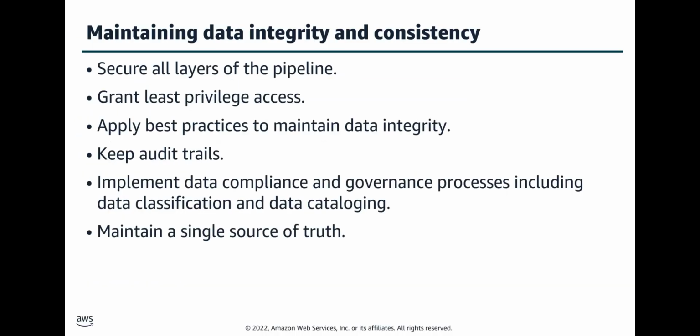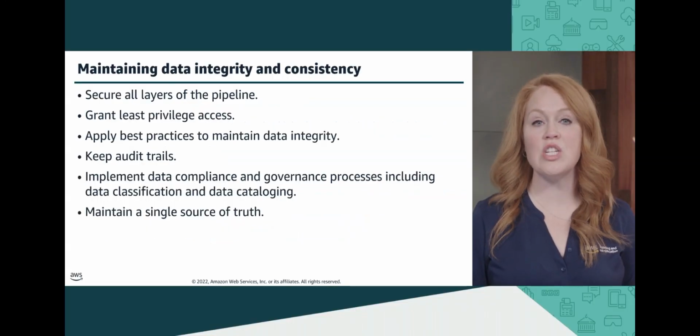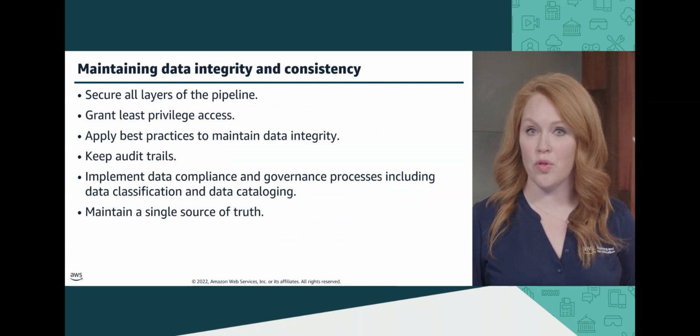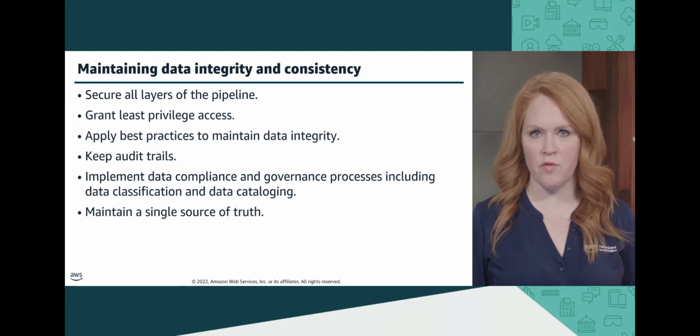At an organizational level, the organization should implement an overarching data compliance and governance process that applies across all of the data stores and access methods. The governance process should include classifying data according to its security level and cataloging data to make it findable. An important part of this approach is maintaining a single source of truth for an element of data. This means that one data store is the system of record, and any other data stores that use that data load it from the primary source.